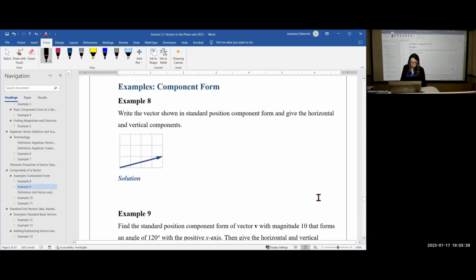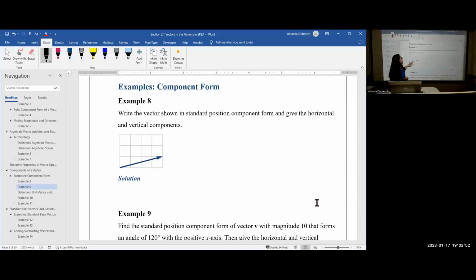Let's take a look at some of the examples that we have down here for component form. So we're going to go ahead and just run through these. It won't take us very long. They're going to be pretty straightforward and not terribly long. So when we're looking at example 8, we want to write the vector shown in standard position component form and give the horizontal and vertical components of it.